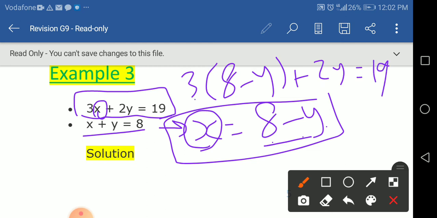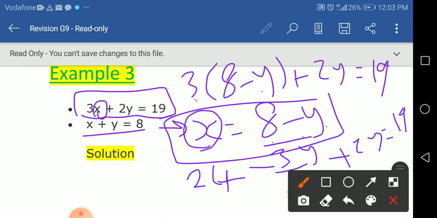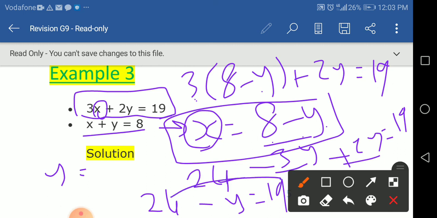3 times 8, 24. And 3 times negative y, negative 3y, plus 2y equal 19, right? Negative 3y plus 2y gives you 24 minus just 1y equal 19. So the value of y will be 24 minus 19, so y here is 5.